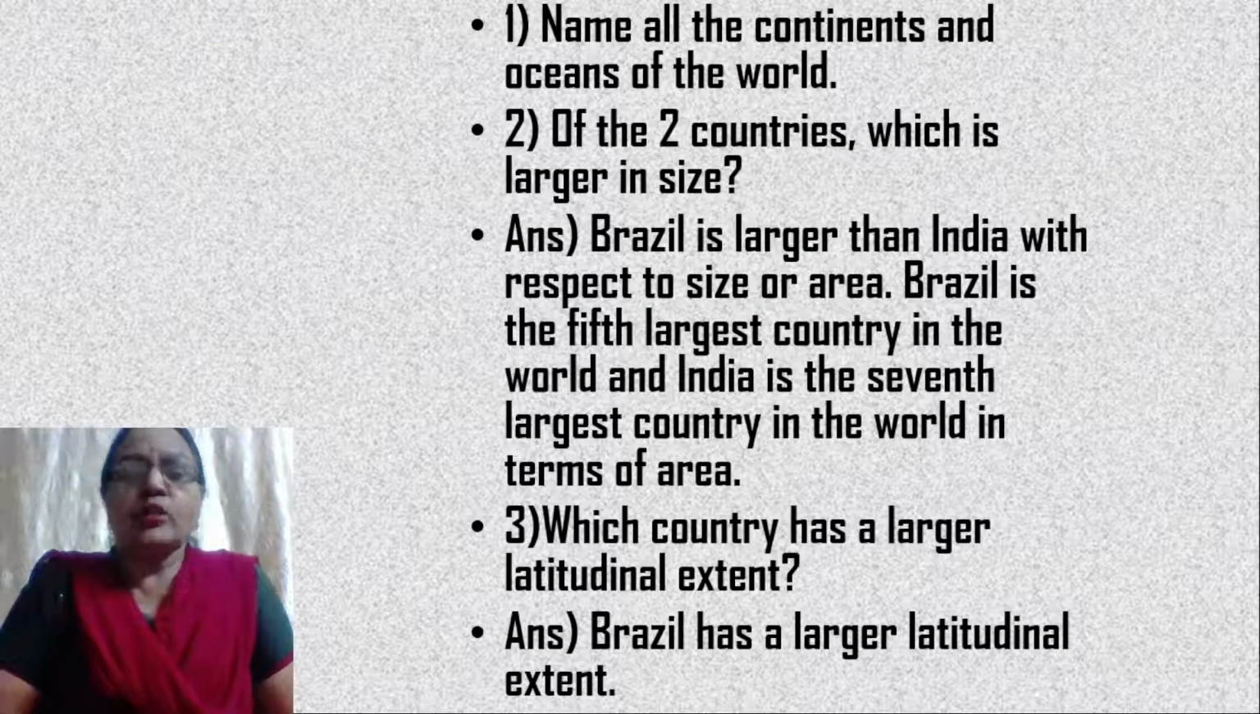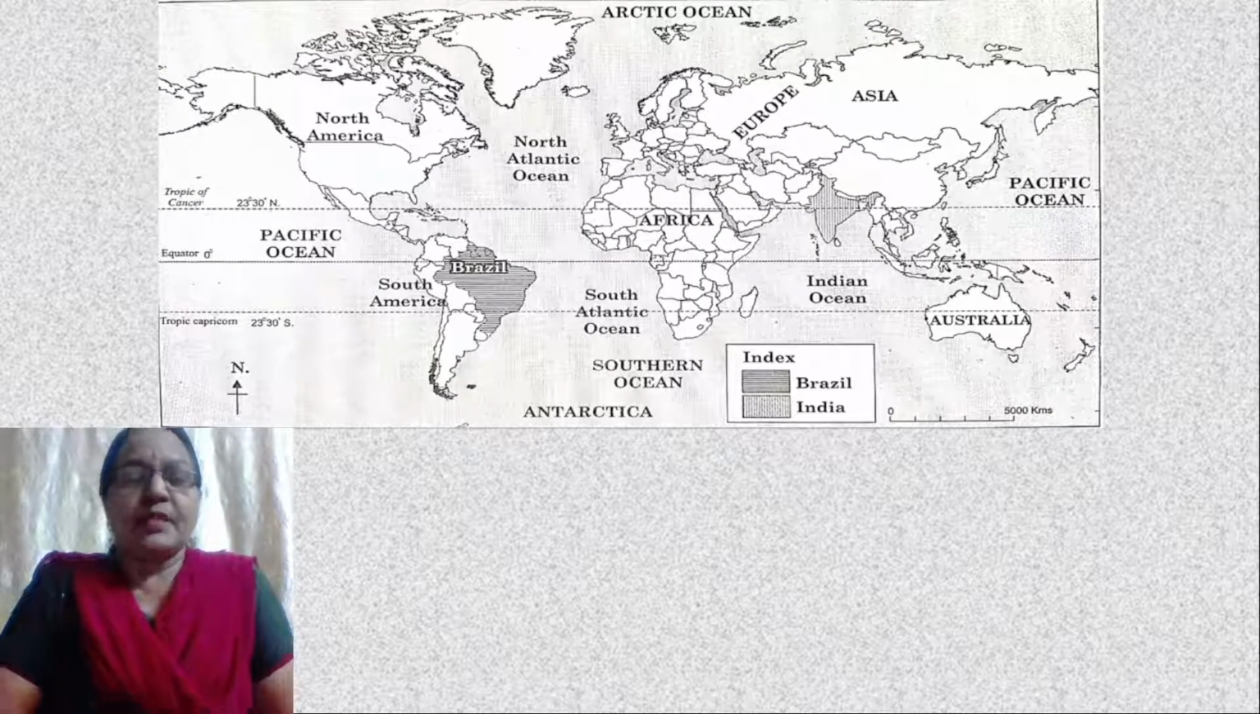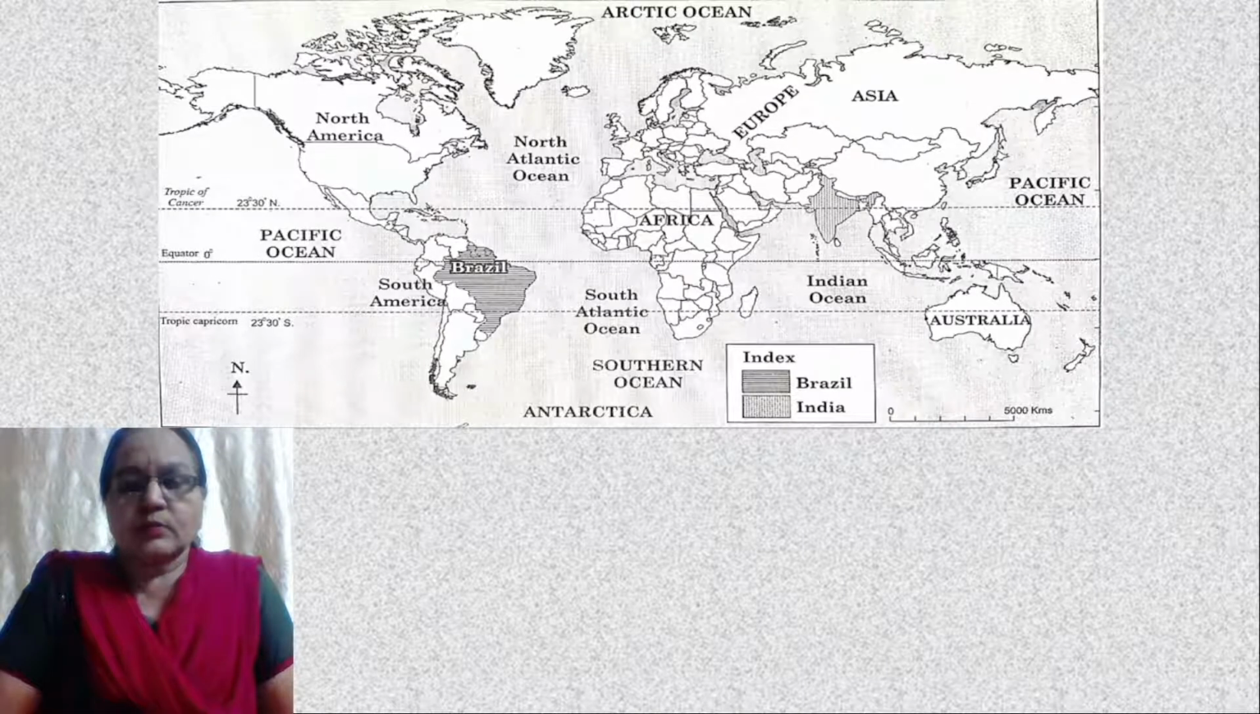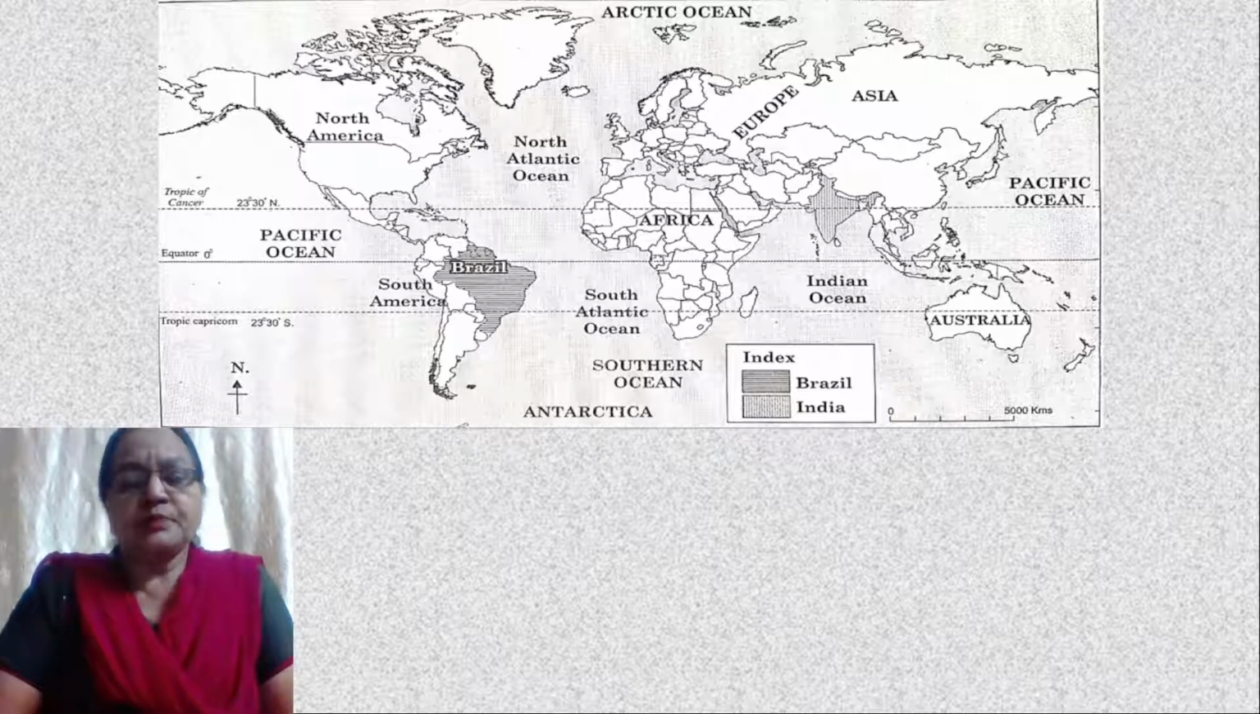Name all the continents and oceans of the world. Continents I've just mentioned. The continents of the world are North America, South America, Asia, Europe, then we have Australia, and Antarctica. Now then we come to oceans: Pacific Ocean, Indian Ocean, then we have the Atlantic Ocean and the Southern Ocean and Arctic Ocean.